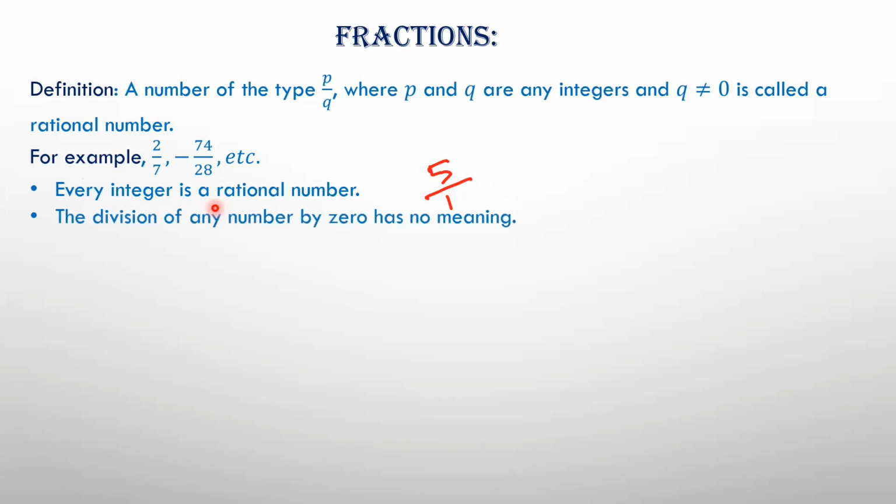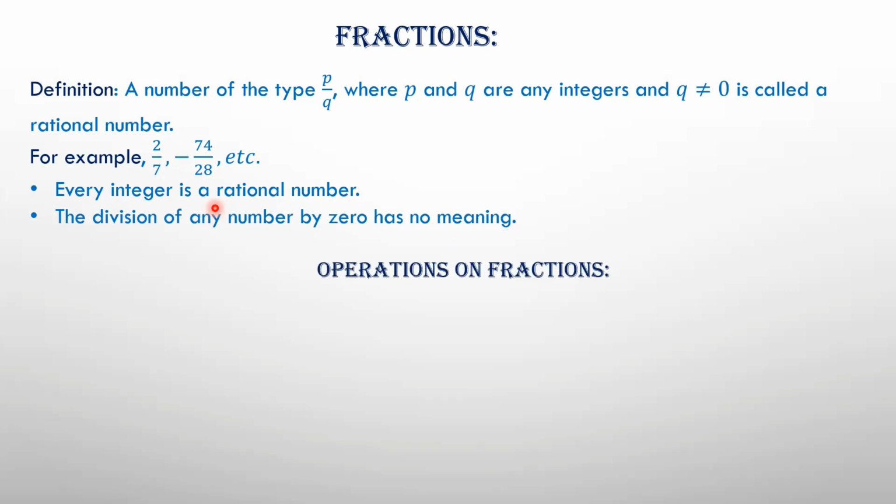The division of any number by 0 has no meaning. Means if you divide any number by 0, it has no meaning. It is undefined. We cannot define that number. So remember, we cannot divide any number by 0.